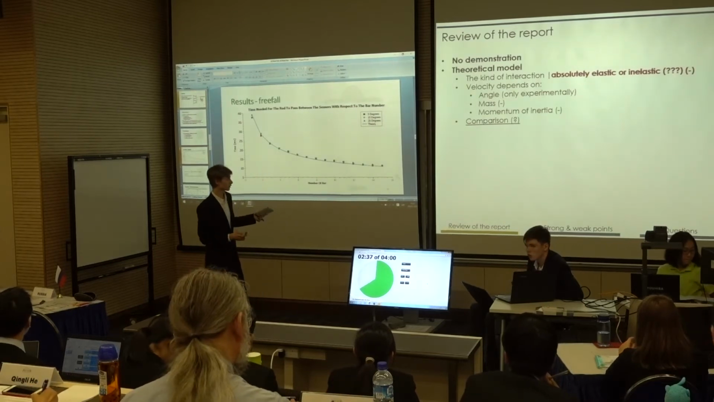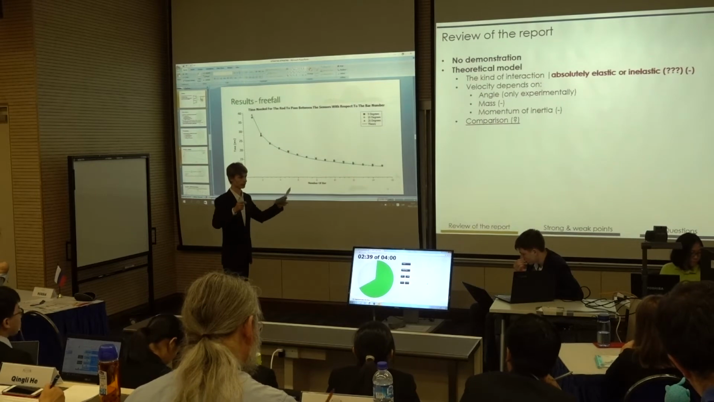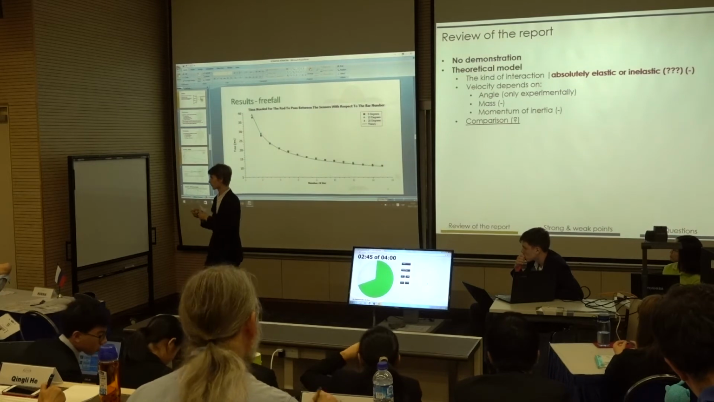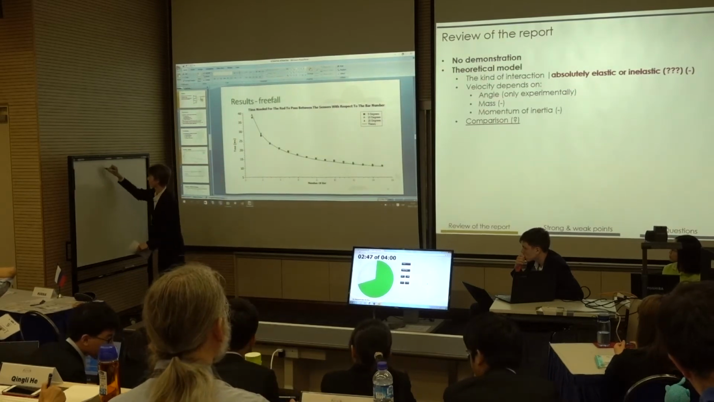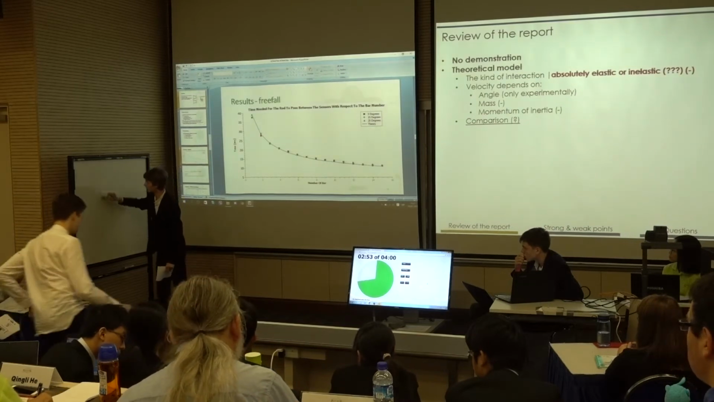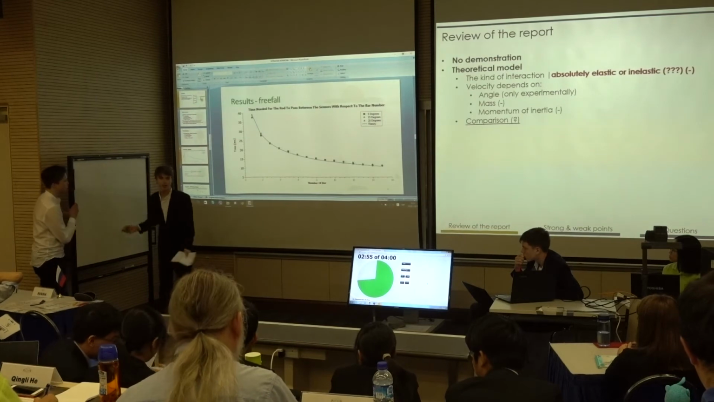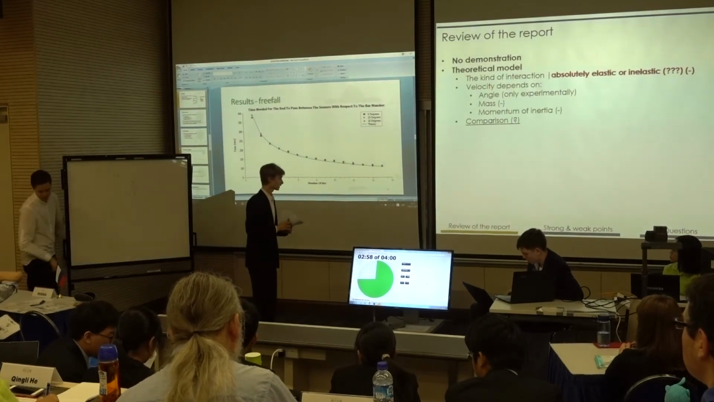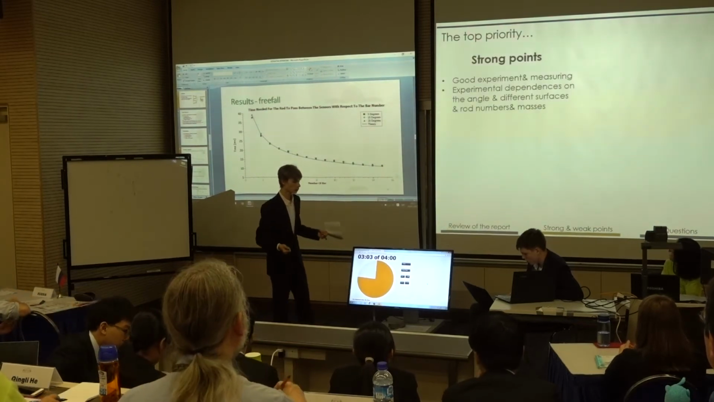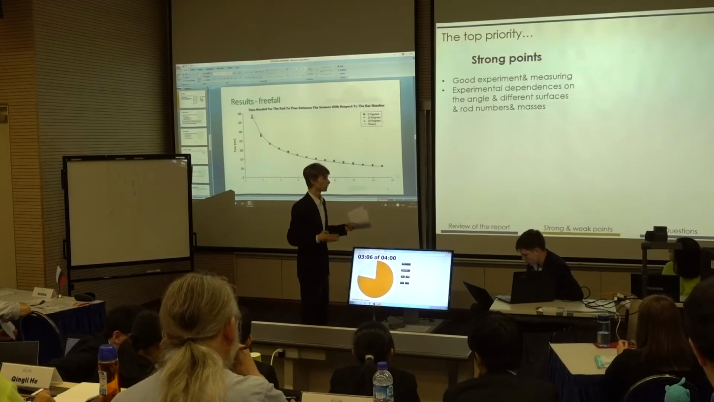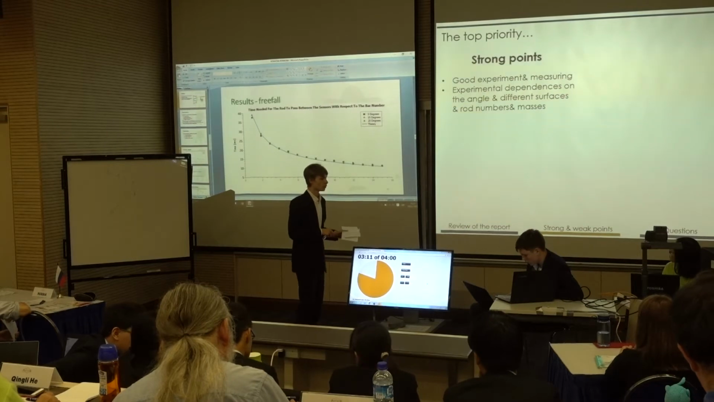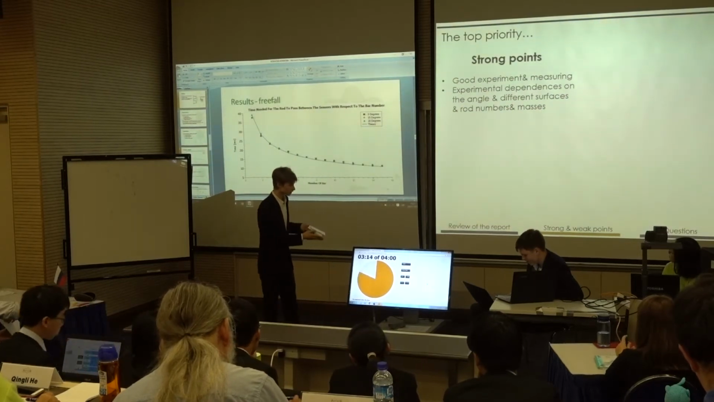For example, is the fixing point of the thread relevant? If we have these sticks, and in the first case we fix our thread at these points, and in the second case at these points, is it relevant or not? Let's move on to the next slide, excuse me. I think the strong point of the report was the quite good quality of the experiment, and among the weak points, I think the theoretical model wasn't right.